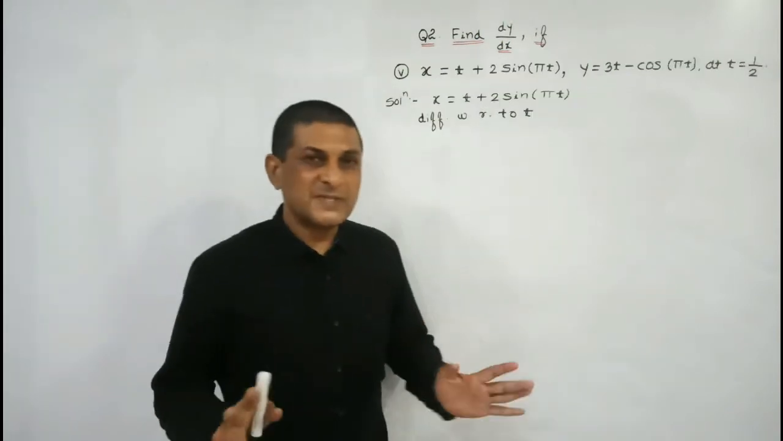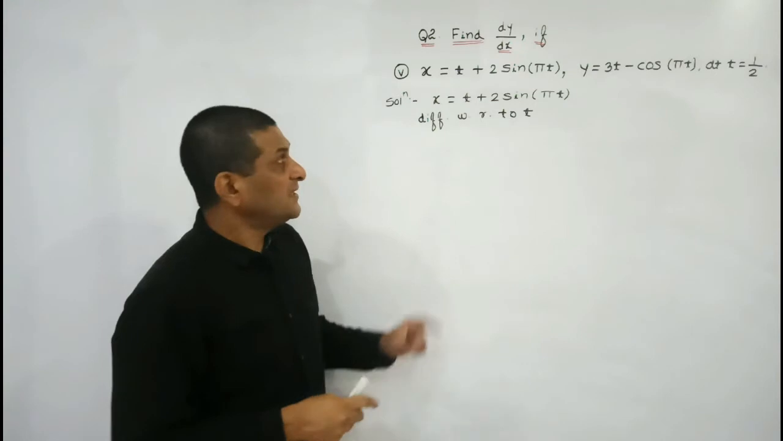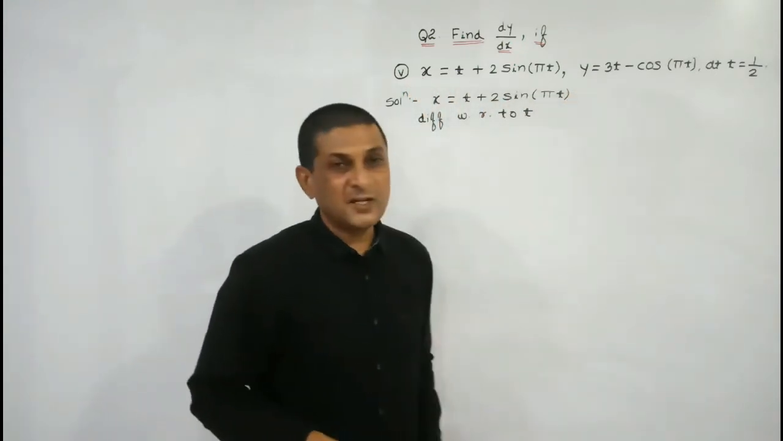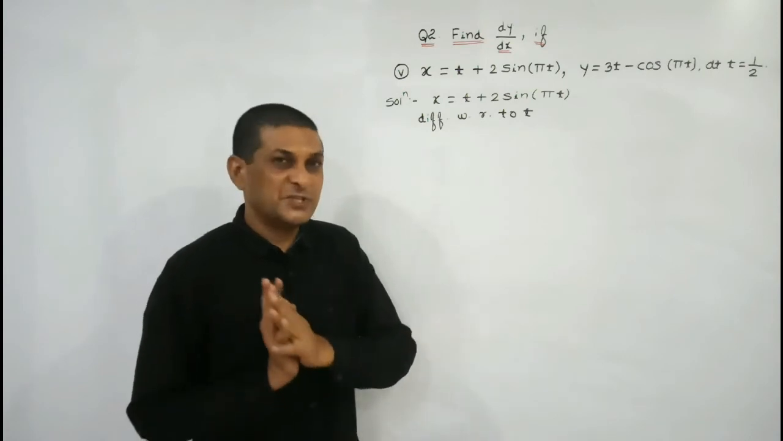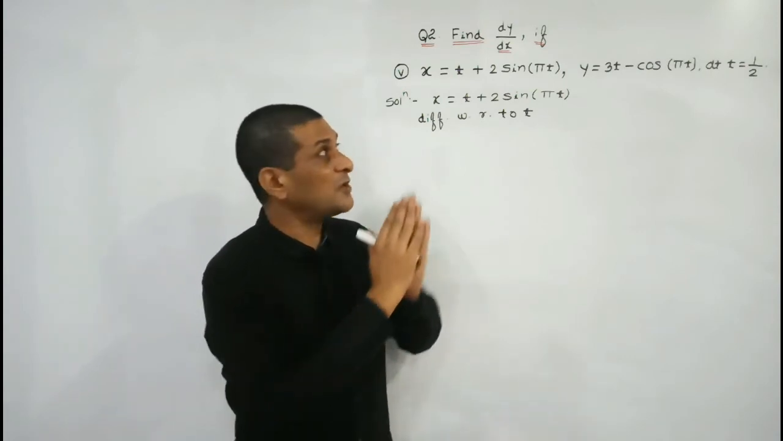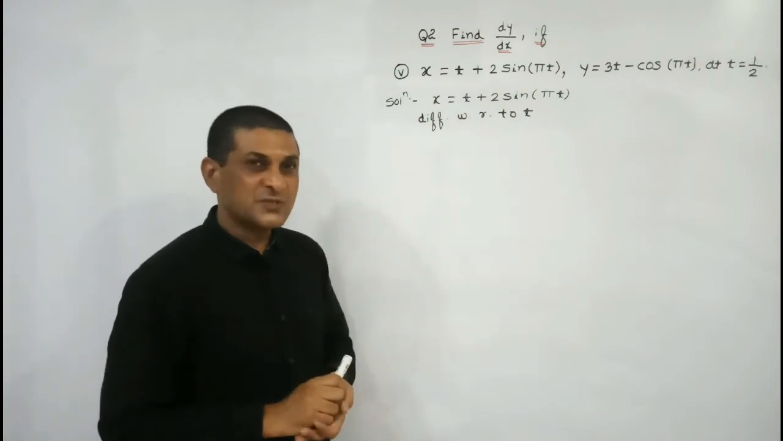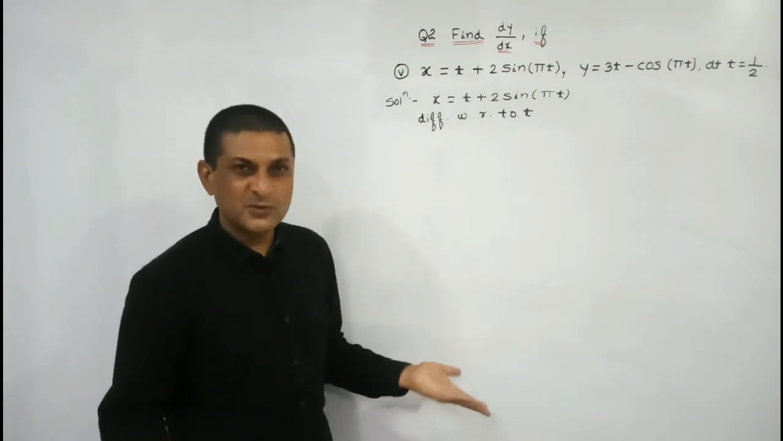Now see the last example from this question, in which the value of x in terms of t and the value of y in terms of t is given to us, meaning here t is the parameter and we have to find dy by dx at t equal to 1 by 2. So first, to find dy by dx, again we are using the same method.